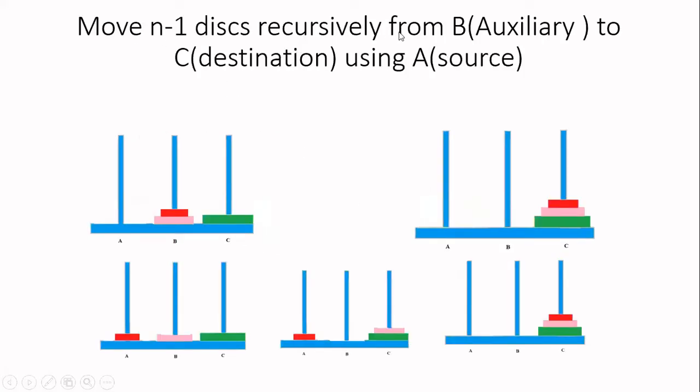Move n minus 1 disks recursively from the auxiliary tower B to the destination C using source A. Okay, so when you start this step, this will be your input. When you finish this step, this will be your output. Let us see how this is happening.